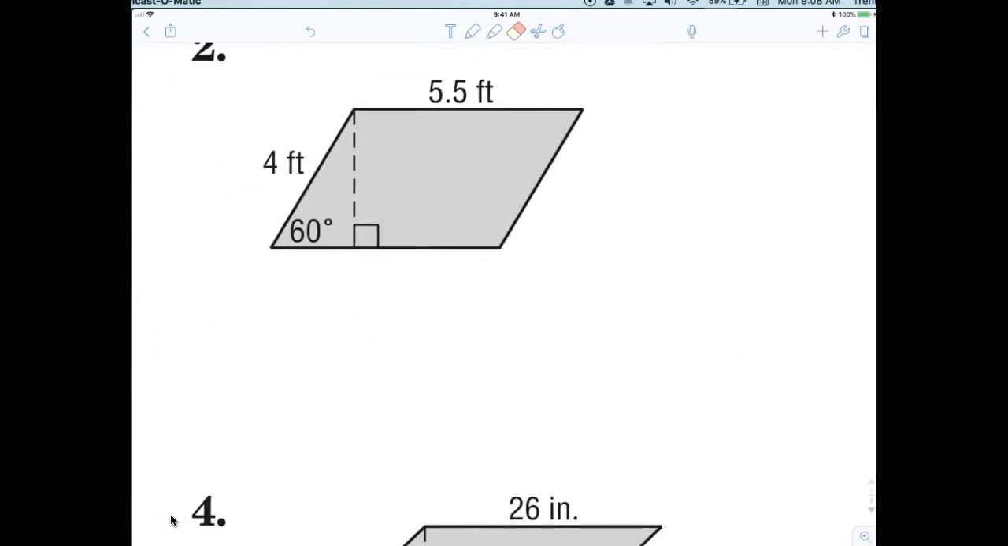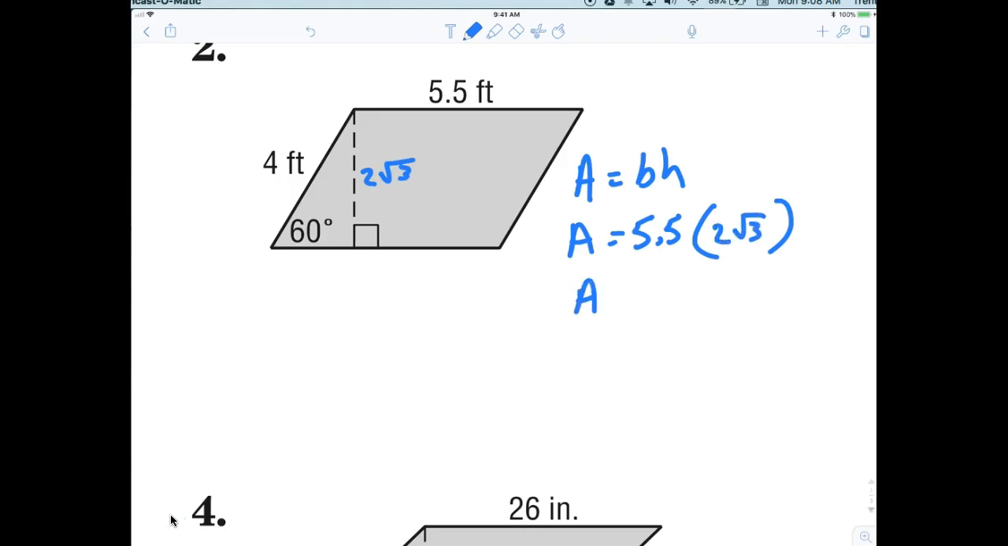Okay. So over here. I need a base and a height, right? So everybody's going to write down area equals base times height. Area equals 5.5. Now I have some problems. So what's the height? It would be 2 radical 3. You're awesome. Thank you very much. Super smart. 2 radical 3. I would do that. 2 radical 3. So your area would be what?